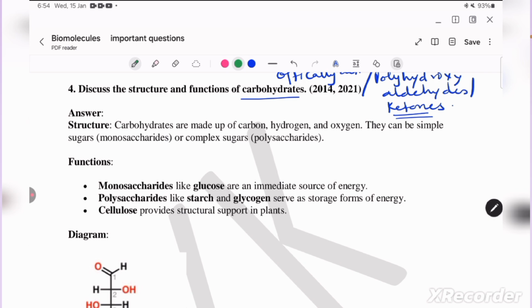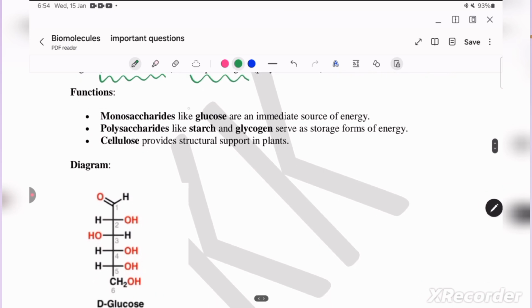So now let's see the simple definition over here. Carbohydrates are made up of three elements, primarily carbon, hydrogen, and oxygen, and they can be simple carbohydrates, the simplest ones, which cannot be broken down further, and complex carbohydrates, which can be broken down further. As for functions, monosaccharides like glucose are an immediate source of energy for us. The moment we eat glucose, it mixes with the blood and gives us instant energy. An example is Glucon D, commercially sold. It's glucose.